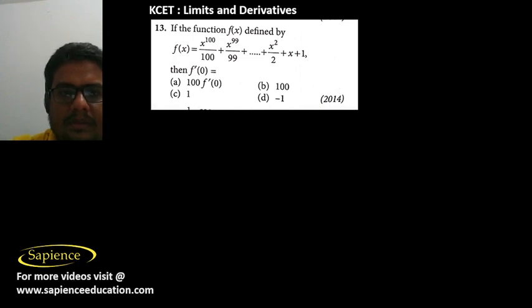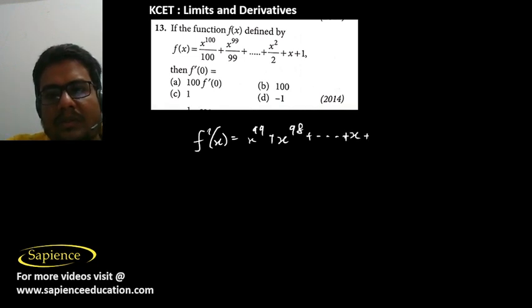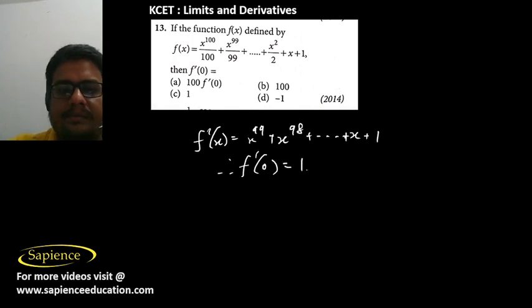If the function is defined by this, then f dash 0 is how much? So f dash x will be equal to 100 x power 100 into x power 99. So this will be x power 99 plus x power 98 plus dot dot, this will be 2x, so this will be x plus this is 1. So therefore f dash 0 is equal to 1. Option C is the correct answer.